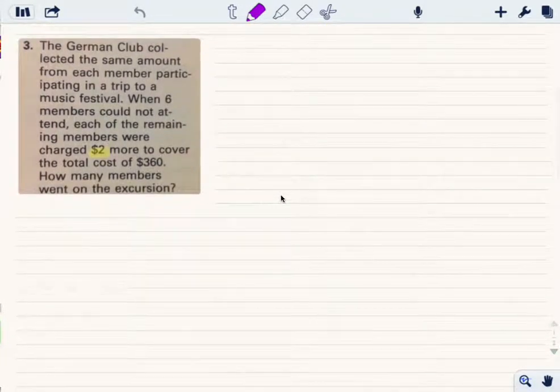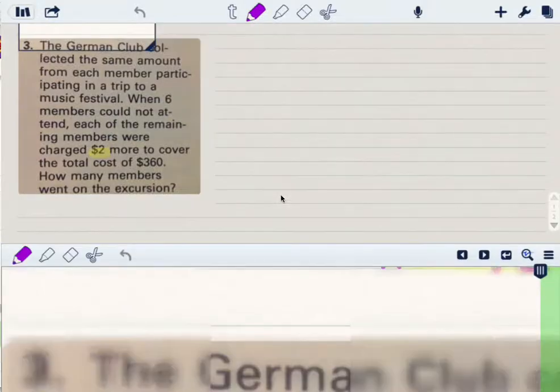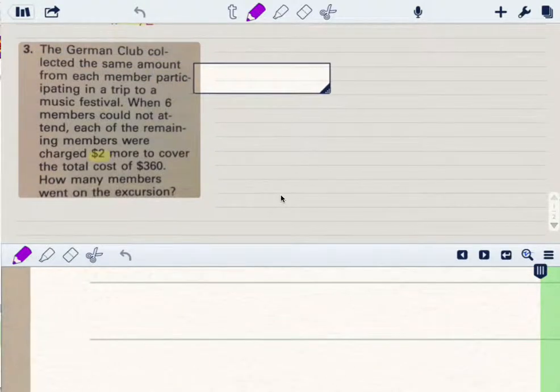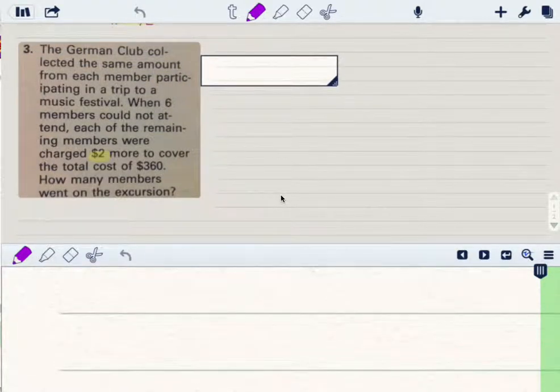Let's move on to the word problem. The German club collected the same amount from each member participating in a trip to a music festival when 6 members could not attend. Each of the remaining members were charged $2 more to cover the total cost of $360. How many members went on the excursion?